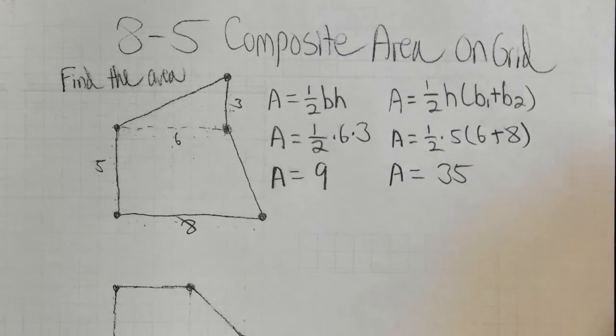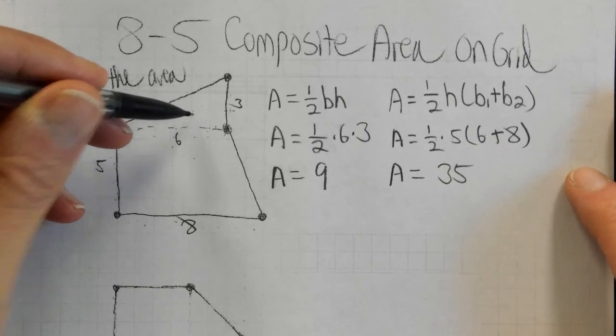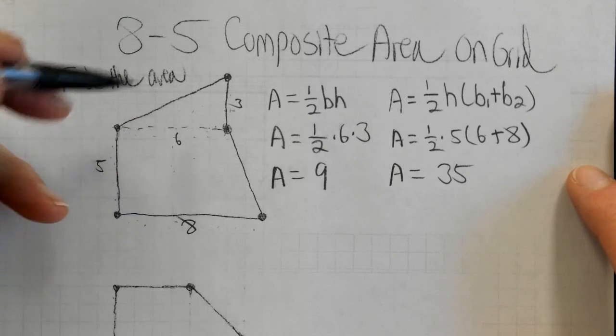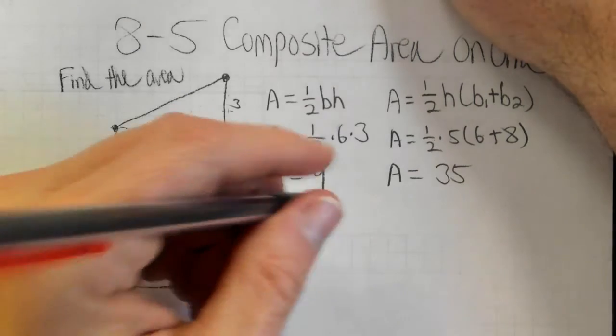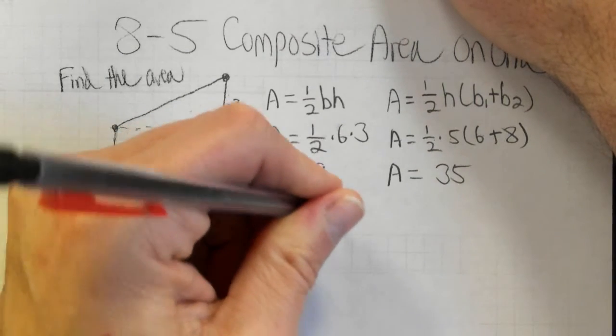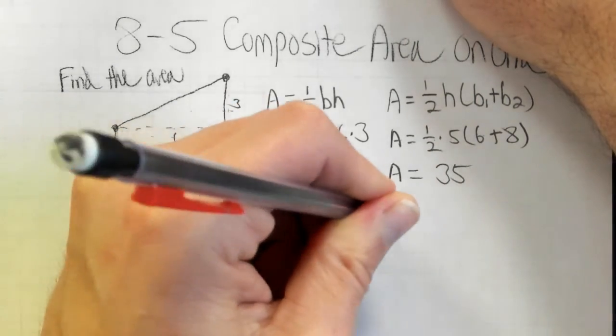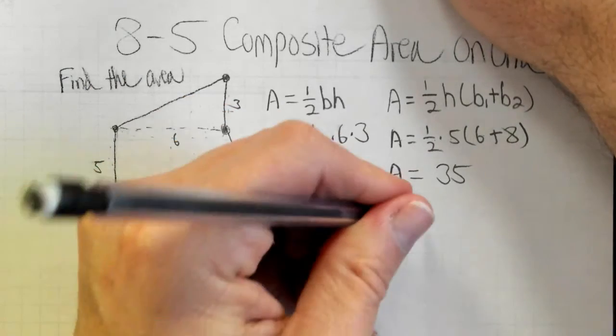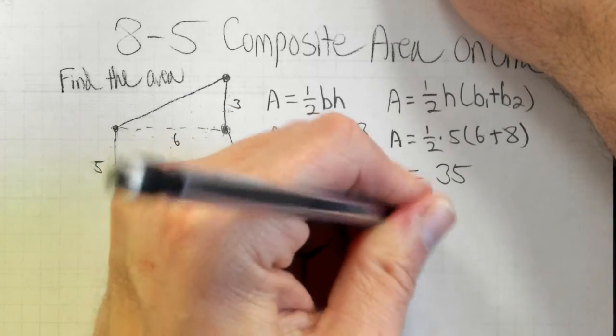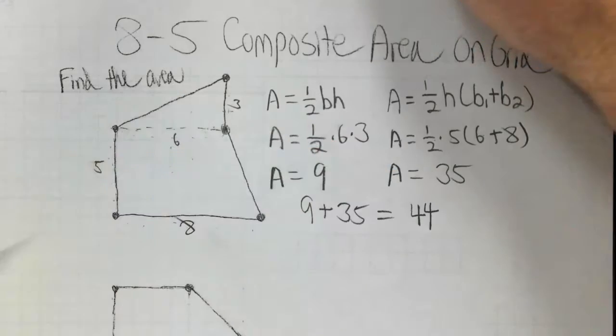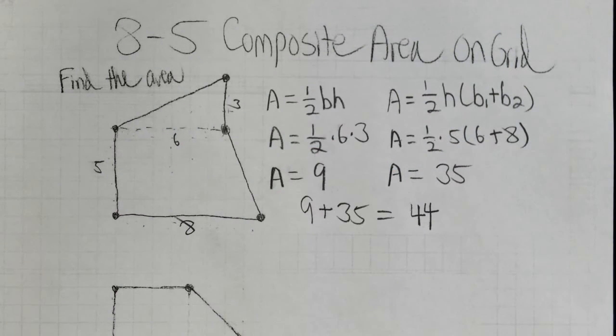So the area of the triangle is 9. The area of the trapezoid is 35. If I want the area of the whole figure, we know we have to add the two together. 9 plus 35 is going to be 44, and there's your answer. So again, you're finding the area of each piece and then adding those pieces together.